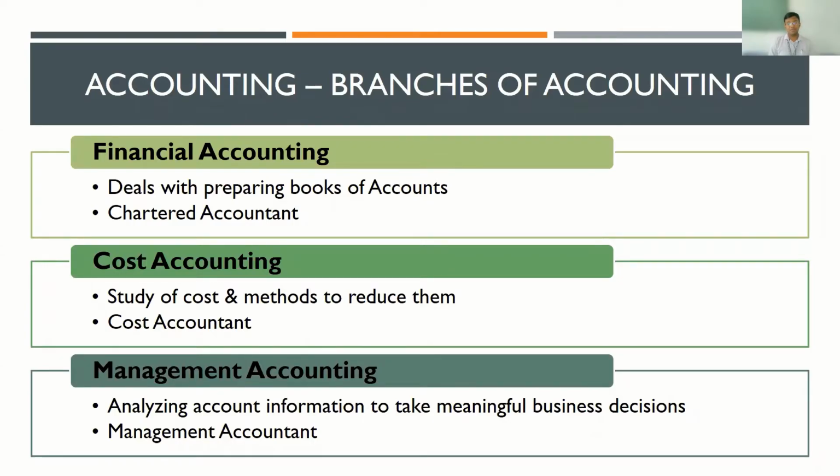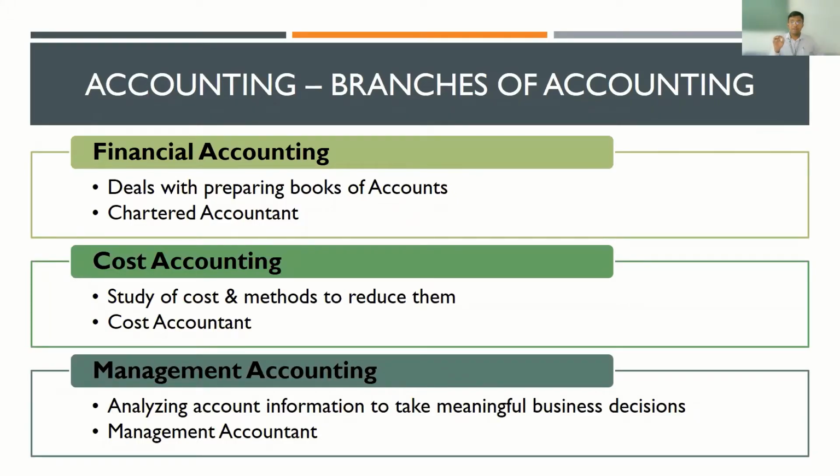The second branch of accounting is cost accounting. So, cost accountants analyze the books of accounts and study cost. They are interested only in the cost information. They would see how much money was spent on material, how much on labor, how much on taking a loan, how much on transportation. So they would focus only on information specific to cost.